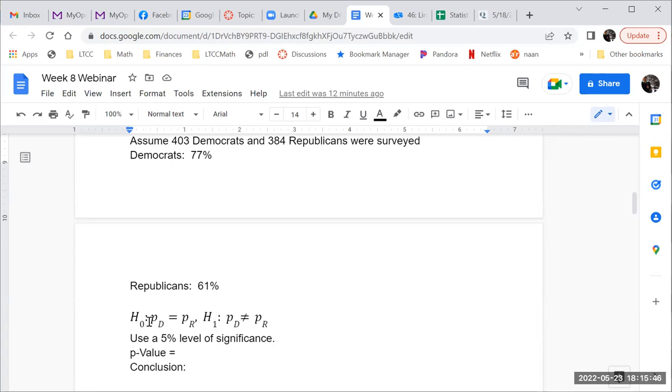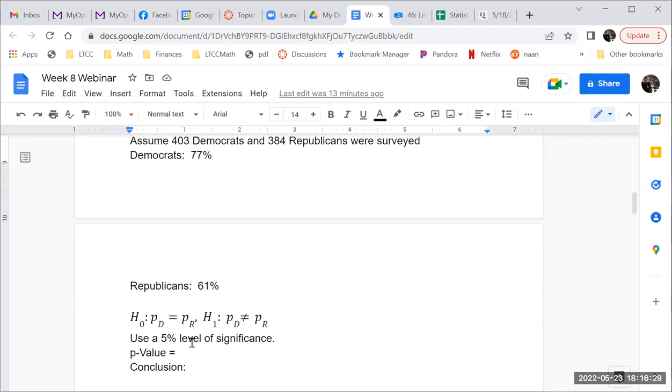So our H naught will be, I'm going to call it P sub D, which is the proportion of Democrats who favor having a limit on the time at which a Supreme Court member can serve. And P sub R, I'm going to call that the proportion of Republicans who favor having a limit on the time at which the Supreme Court justices can serve. Any questions on the notation? Okay, and P is a population proportion, by the way, not the sample proportion.